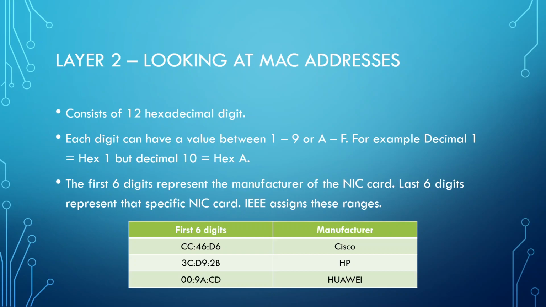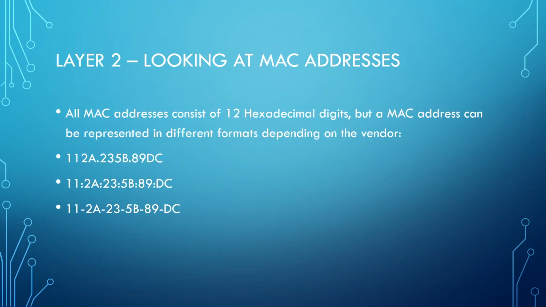And an organization called the IEEE, these are the guys that assign the first 6 digits to the different manufacturers. So as an example, they're the ones who would have told Cisco that any network interface card you manufacture has to begin with the first 6 digits of CC46D6, or HP, any network interface card you make has to begin with the first 6 digits of 3CD92B. Now, all MAC addresses are going to be 12 hexadecimal digits.